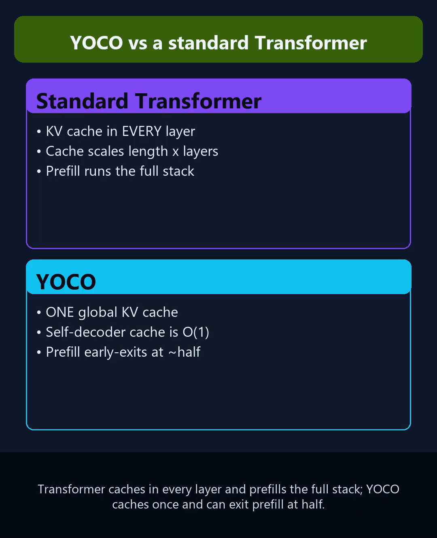Line them up. A standard transformer keeps a key-value cache in every layer, so total cache scales with sequence length times the number of layers, and Prefill runs the full stack. YOCO keeps one global cache. The self-decoder's own cache stays constant regardless of length, and Prefill can exit after roughly half the layers. Same output behavior on the outside, but roughly L times less cache memory, where L is the layer count.